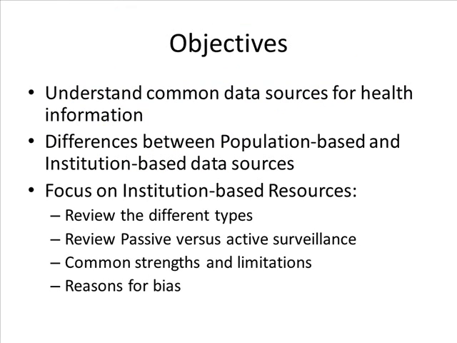Slide 2. These are our learning objectives. Understand common data sources for health information. Differences between population-based and institution-based data sources. Focus on institution-based resources. Review the different types. Review passive versus active surveillance. Common strengths and limitations. Reasons for bias.